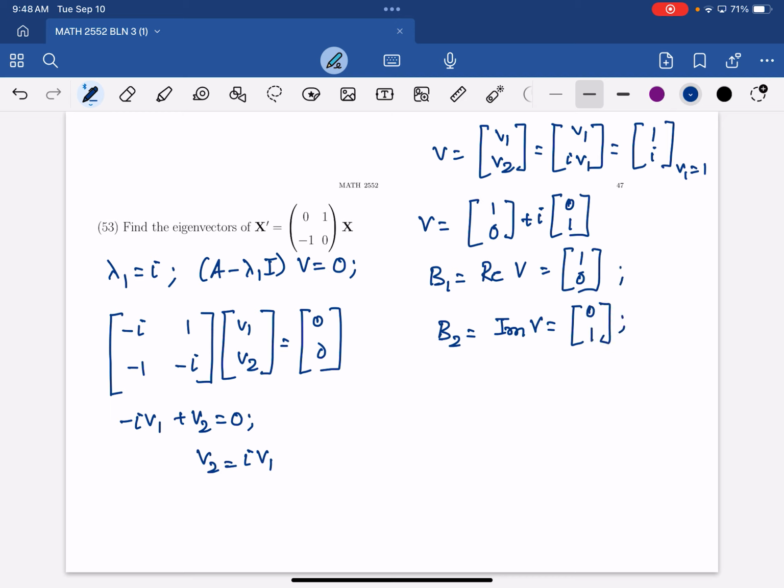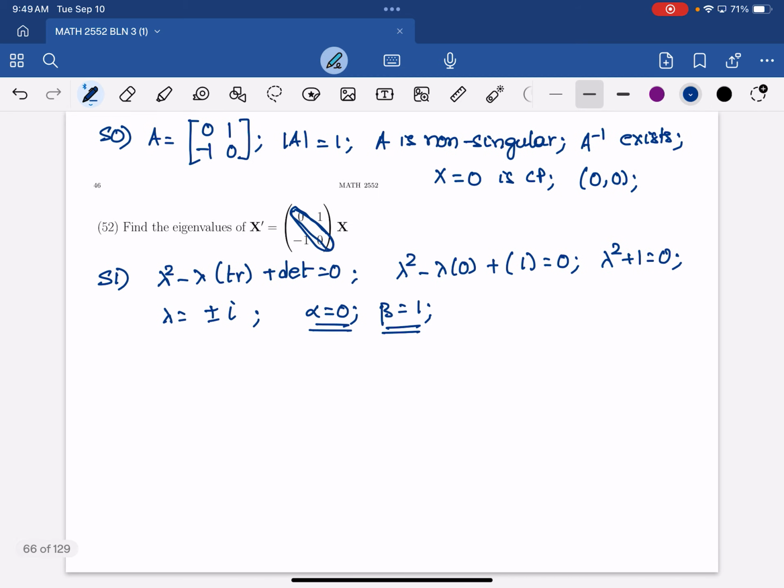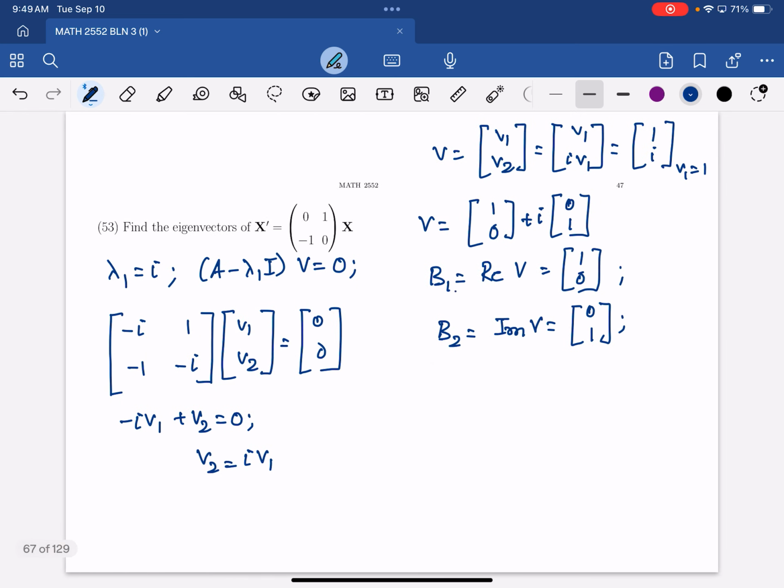I'm demonstrating the process for now, so please be with me during this process. At the end of the problem, if there are any loose ends, we will tie them all together. Is it Re of v? Real part. Okay, Re is the real part of v and Im is the imaginary part of v. Okay? Are we all together? So one more time, alpha is the real part, which is 0. Beta is the imaginary part, which is 1, for the complex eigenvalue. Here, B1 is the real part of the eigenvector. B2 is the imaginary part of the eigenvector.